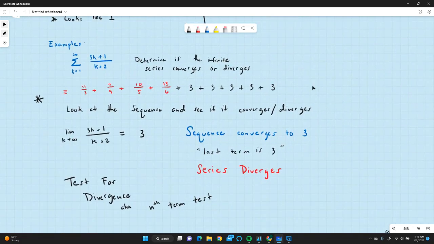So I then did this first major example. This is a very, very, very key example to understanding the whole process. So we have an infinite series, k equals 1 to infinity.